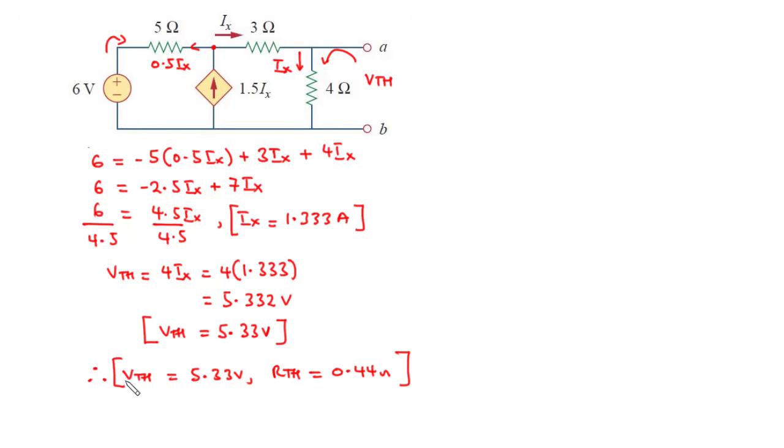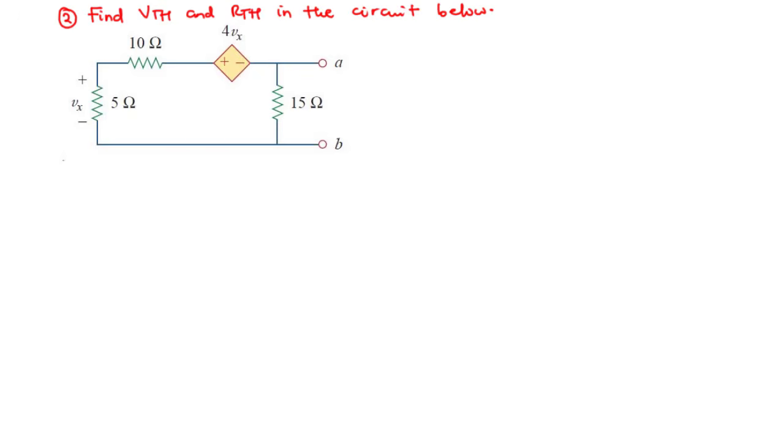So now let's move on as we solve the second example. In this second example, we are also going to find Vth and Rth in the circuit below. Now in this circuit, we don't have an independent source. So straight away, we are going to introduce either a 1 volt source or a 1 ampere current source between these two terminals. So let's introduce a 1 volt source between the two terminals. So we have a 1 volt source and the current produced by this voltage source, let's call that I0.